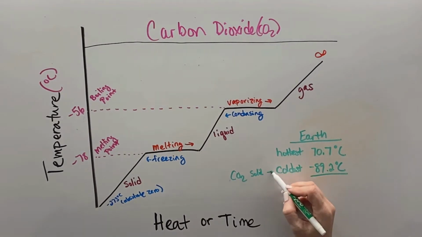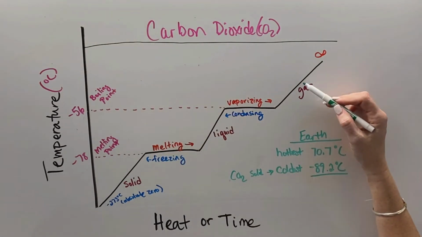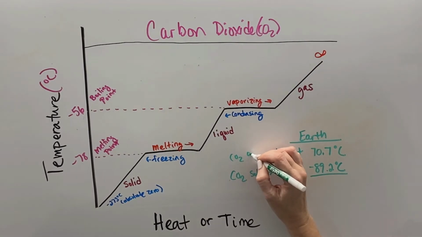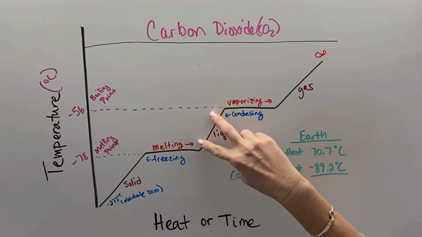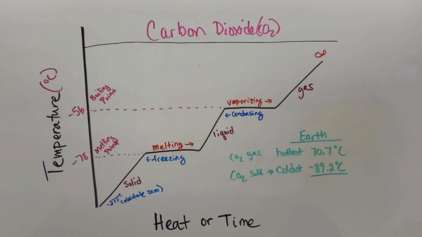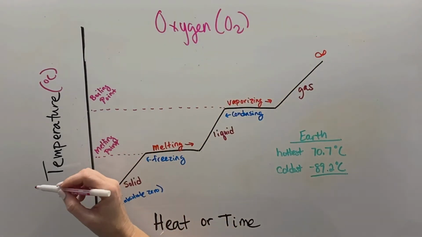If you were to go to Antarctica, the carbon dioxide would fall out of the sky and snow down onto the ground as solid CO2. And then the hottest day on planet Earth, the carbon dioxide is actually in gaseous form. So part of the reason plants cannot live in Antarctica is because the carbon dioxide is actually a solid part of the year and they can't take that in. Liquid is always between melting and boiling point.